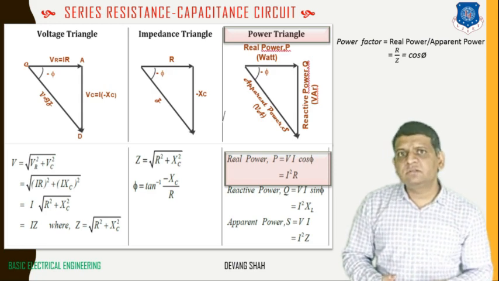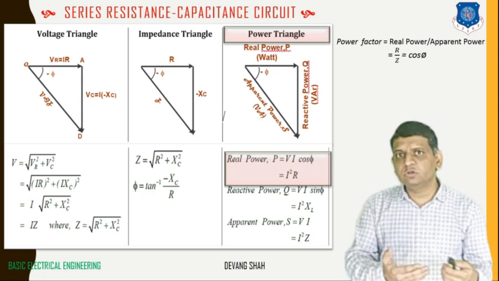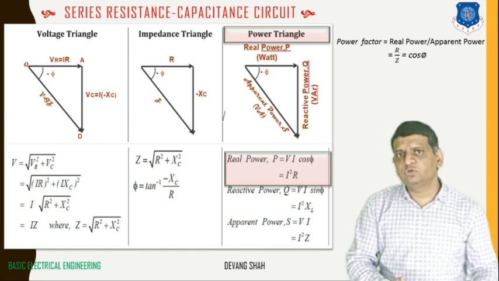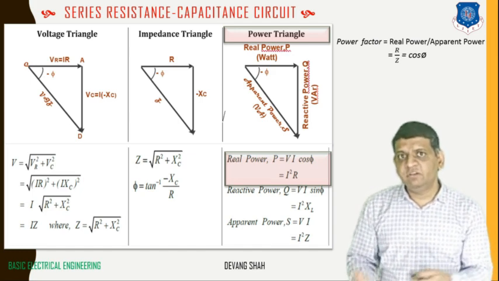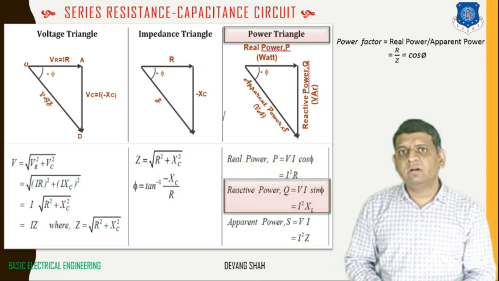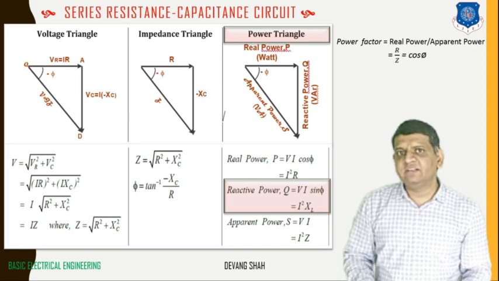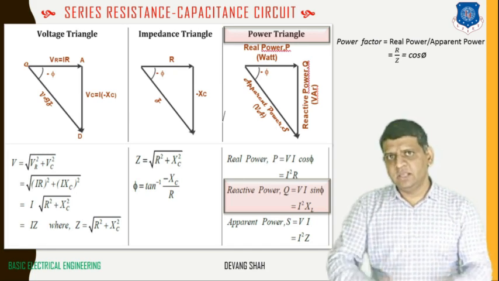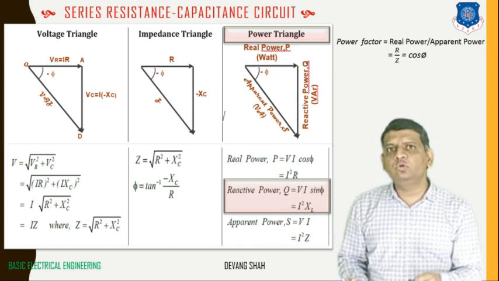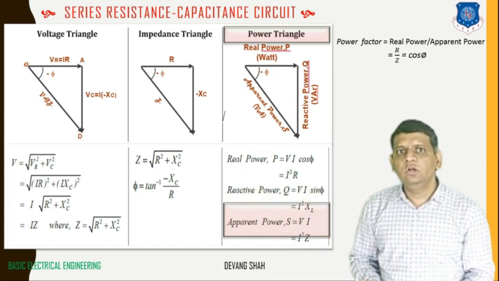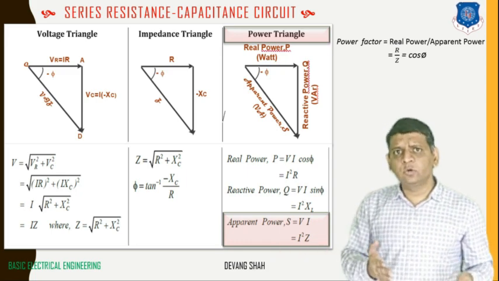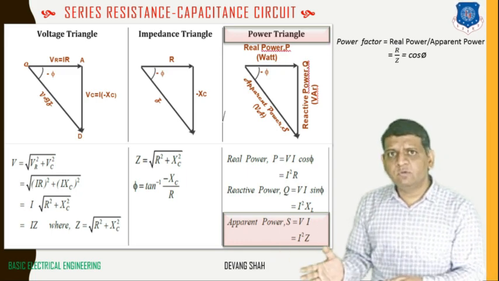So my first term is defined as the real power. This is because of the resistance. So P is equal to VI cos phi, that is equal to I square into R. Same with the reactive power, that is because of the y-axis. So reactive power Q is equal to VI sin phi, that is equal to I square into Xc. And my apparent power is the overall circuit power, that is S is equal to V into I, that is equal to I square into Z. Right. So from these three triangles, you can find the individual equations as well as the power equations.